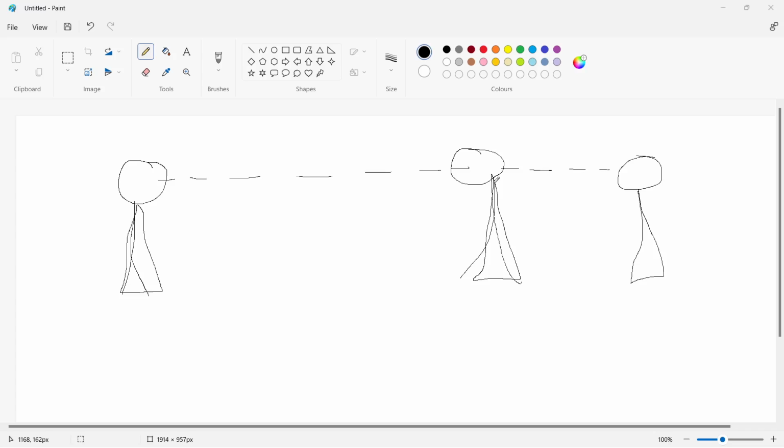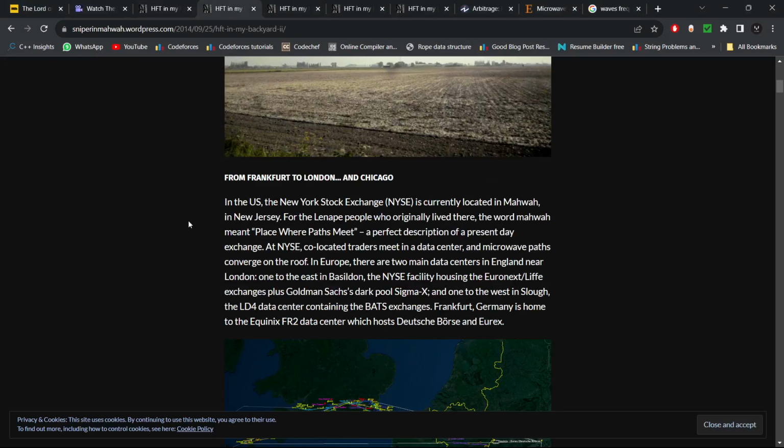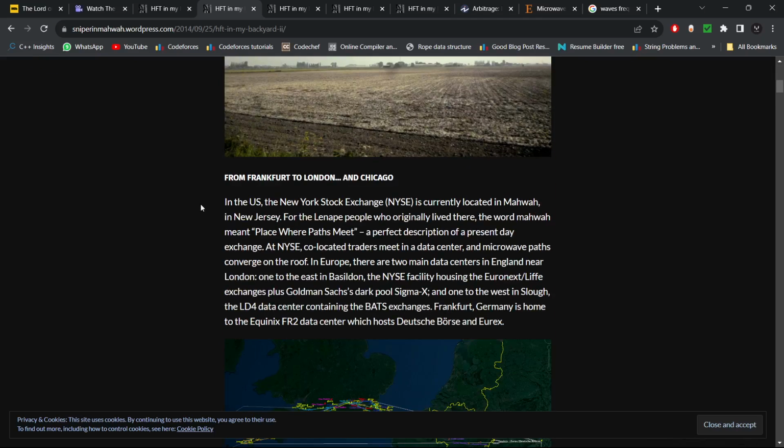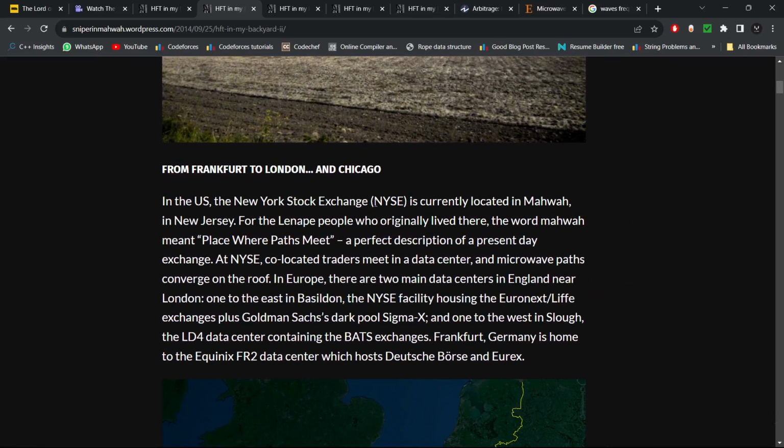So a lot of companies use this technology very widely in HFT, and it is also described in the HFT in My Backyard series. This is a paragraph which mentions that in the US the New York Stock Exchange is currently located in Mahwah, which I mentioned to you, in New Jersey. And at NYSE the co-located traders meet in a data center, and microwave paths converge on the roof. So basically on the roof of the data center these microwave paths converge.